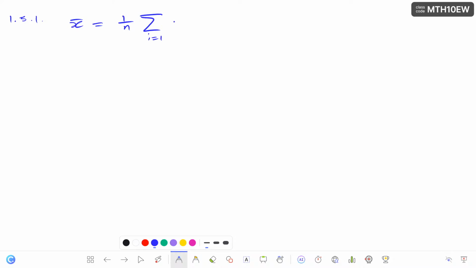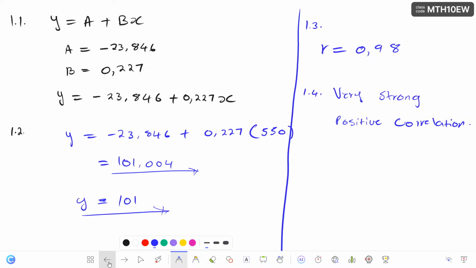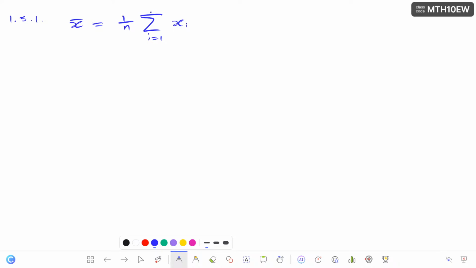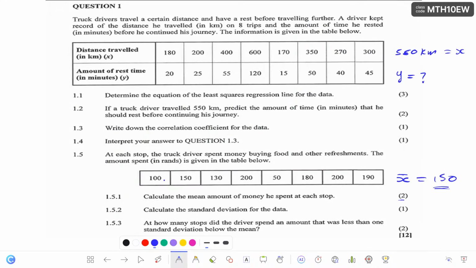i equals 1, then x_i. So let's check how many data we have: 1, 2, 3, 4, 5, 6, 7, 8. We have 8, so n is going to be 8 here. So here we're going to say 1 over 8. Then we're going to add all those numbers: 100, 150, 130, 250, up until 190.